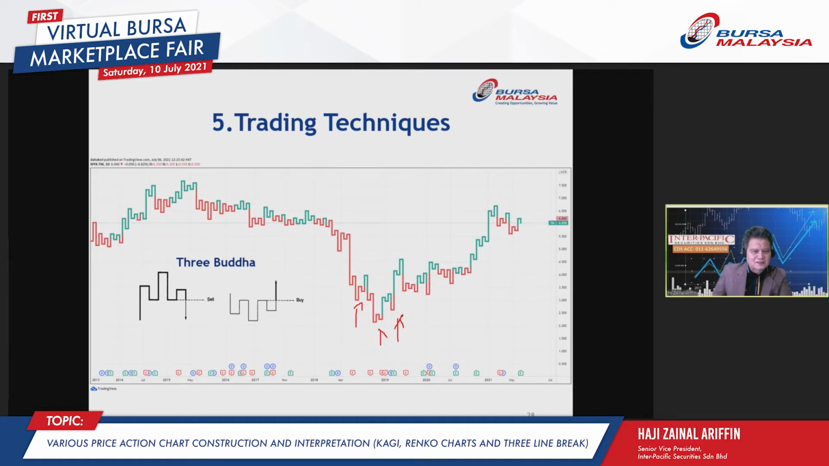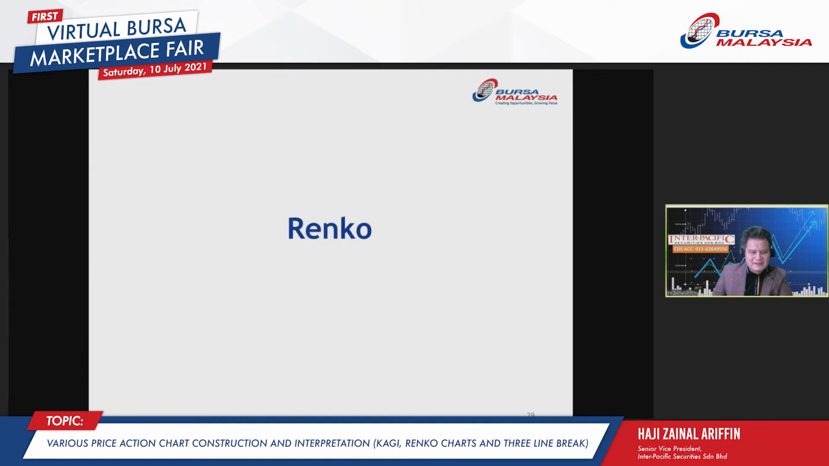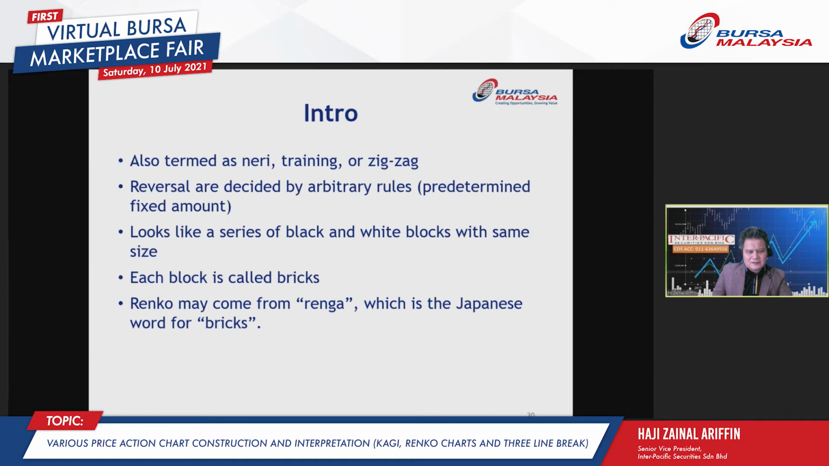Okay, that is Kagi. Okay, next one is Renko. Renko, we call it also Neri training or zigzag or whatever it is. Sometimes they call it Neri, but usually we call it Renko.